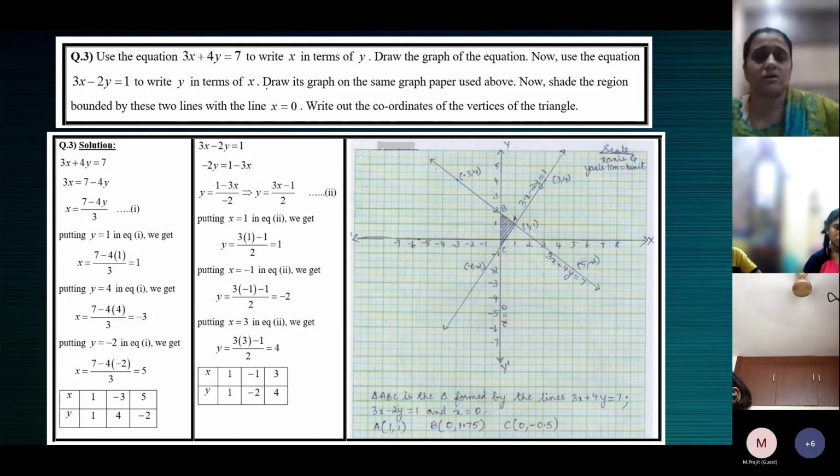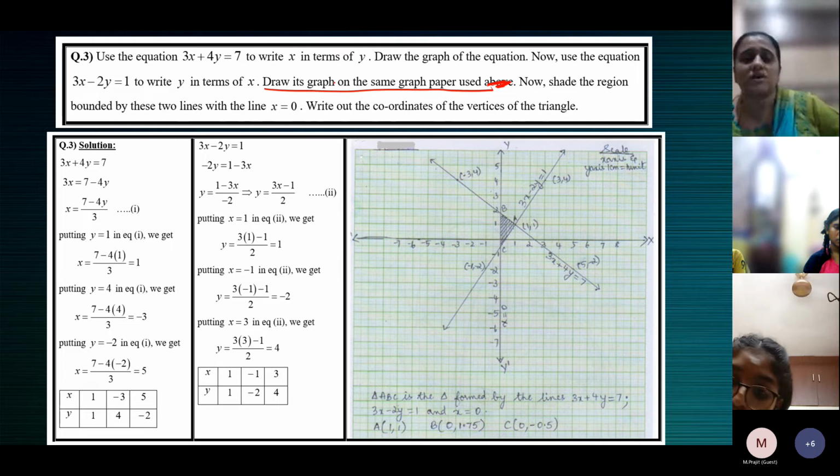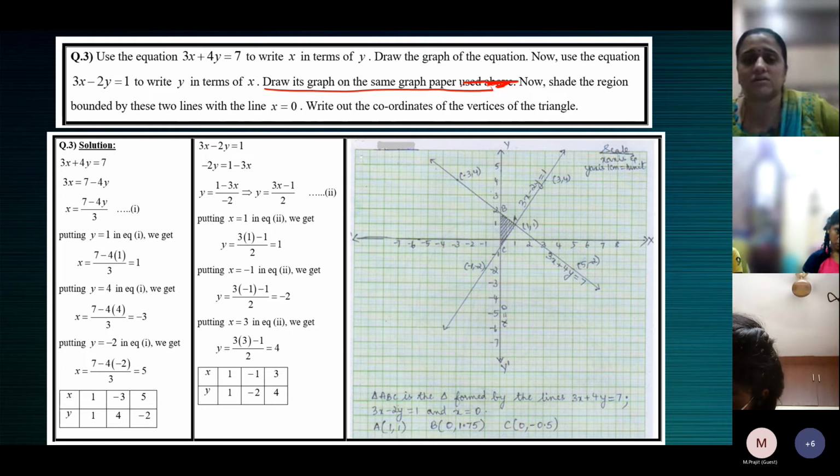Okay, next what? Draw its graph on the same graph paper used above. Okay, all right. So we have drawn the graph on the same graph paper. Now shade the region bounded by these two lines with the line x is equal to 0.